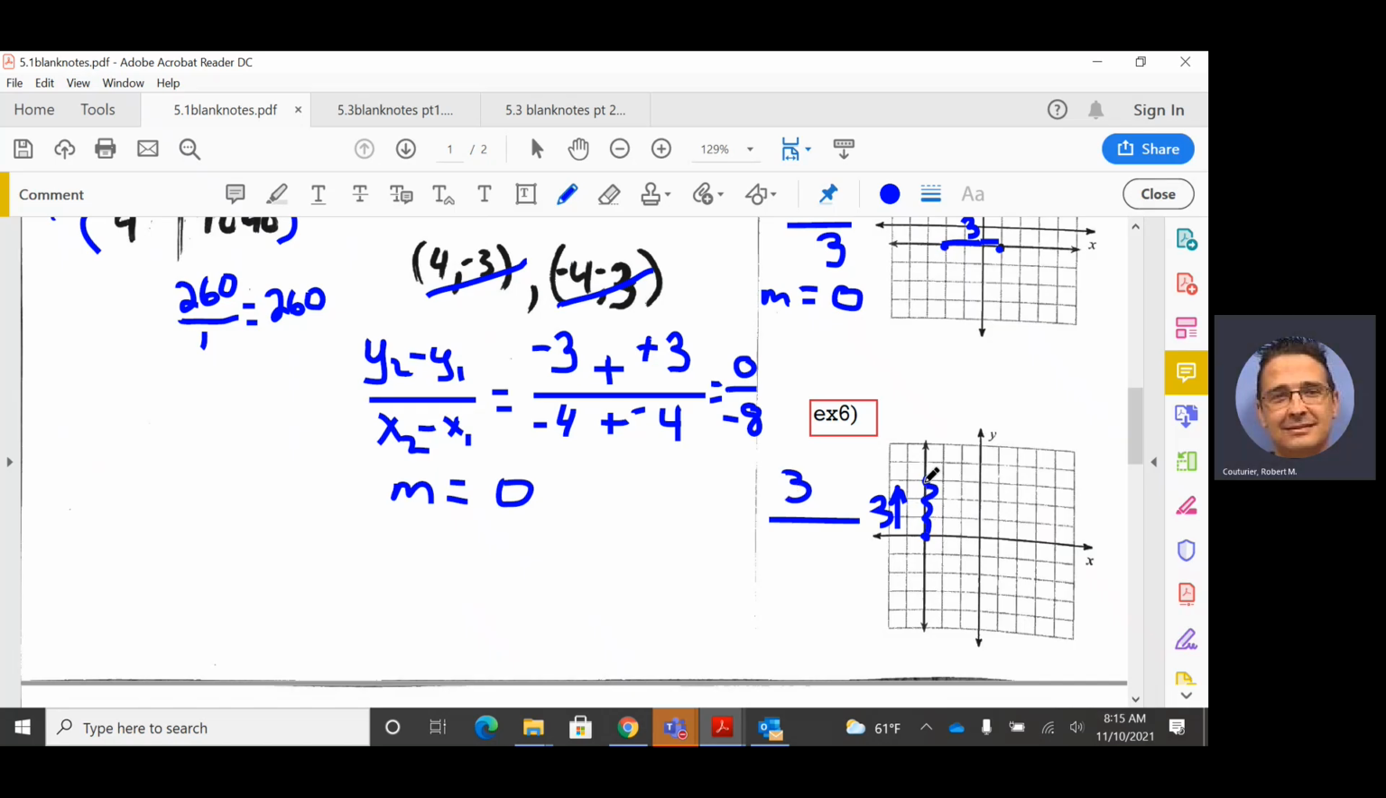Did we have to go left or right at all? Because the denominator is our left or right movement. Notice we went straight up and we hit the point. There's no left or right movements. So left or right is a 0.